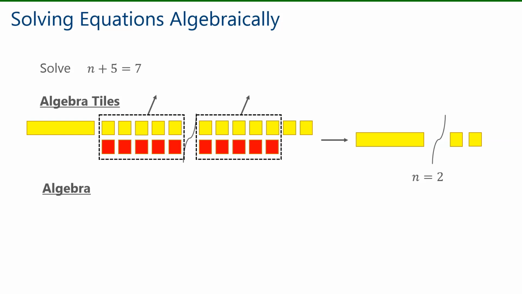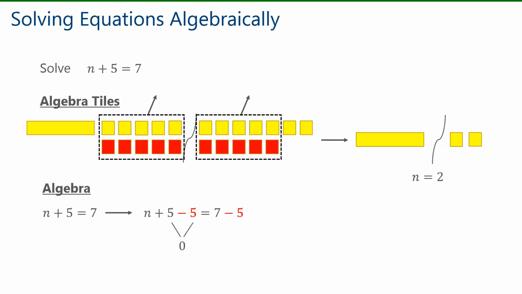If we solve this one using algebra, we do basically the exact same strategy, but with no pictures. So n plus 5 equals 7. The thing that's keeping the n from being by itself would be the 5. So we want to get rid of positive 5. The opposite of add 5 or positive 5 is negative 5 or subtract 5. So we are going to subtract 5 from the left-hand side. And if we do that to the left, we need to subtract 5 from the right-hand side as well.